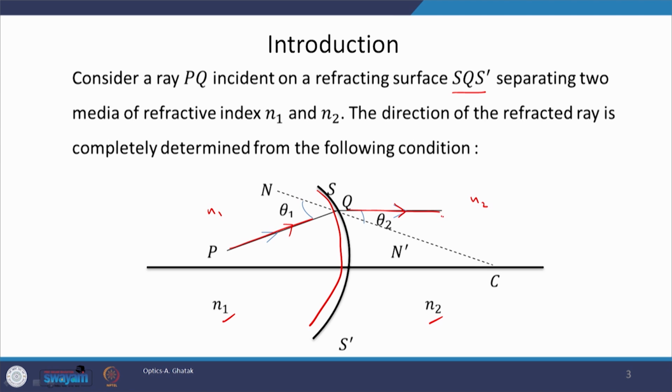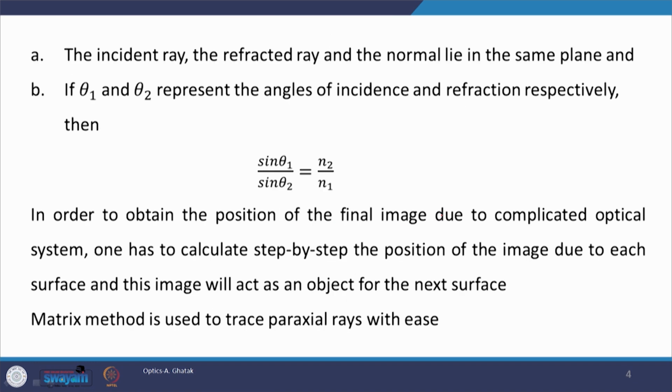The direction of this refracted ray is completely determined by two conditions which we have imbibed very thoroughly. What are these two conditions? The first is that the incident ray, the refracted ray and the normal to the interface all three lie in the same plane. The second condition is that the angle of incidence and angle of refraction, which are theta 1 and theta 2 respectively, should be such that sin theta 1 by sin theta 2 must be equal to n2 by n1. This is your Snell's law. If we implement these two conditions, then we can easily decide the direction of the refracted ray.